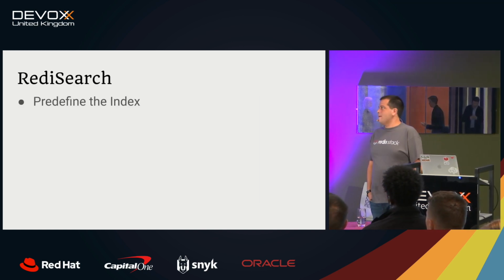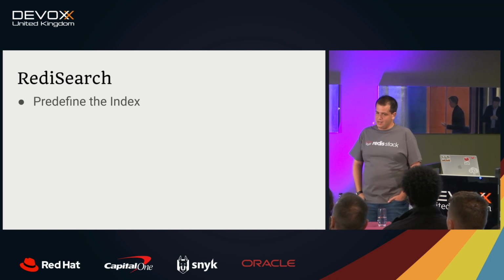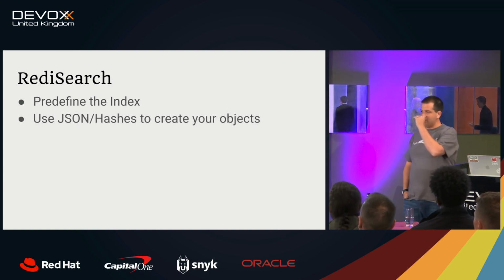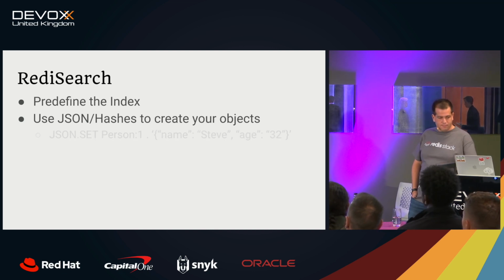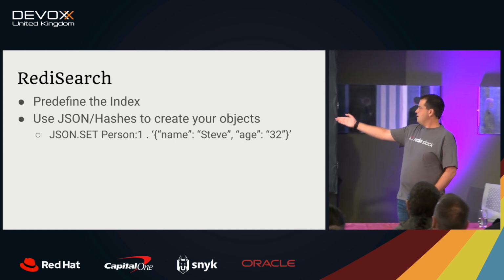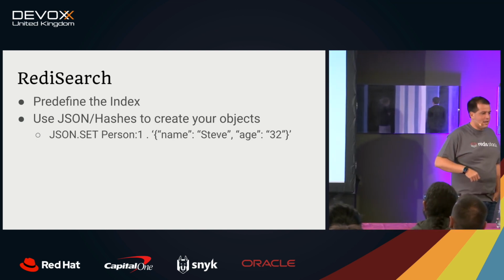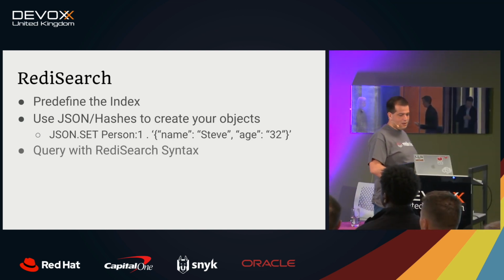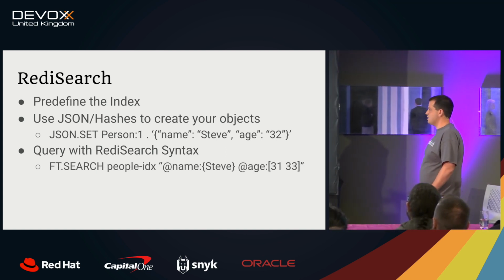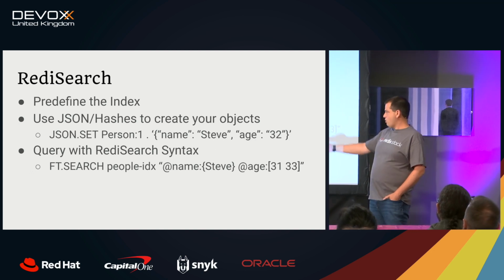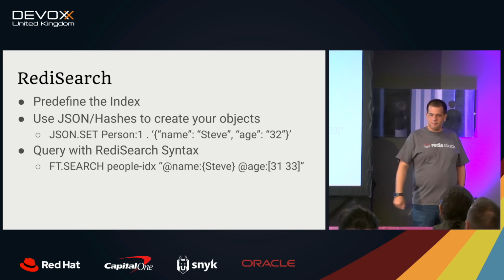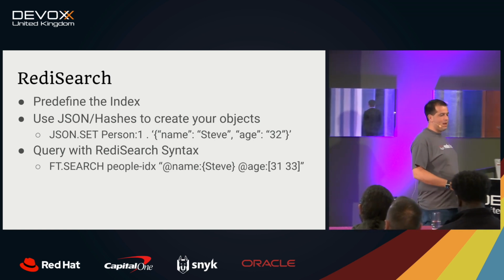Well, Redis Search basically allows you to predefine the index that you're going to use and then just use the JSON or hash commands to create your objects. So, for example, I would just set this person, Steve, still 32. And to find something, I would just query with the Redis Search syntax. And so this query right here is basically finding all the Steves that are between 31 and 33. So it's a lot simpler to wrap your head around.